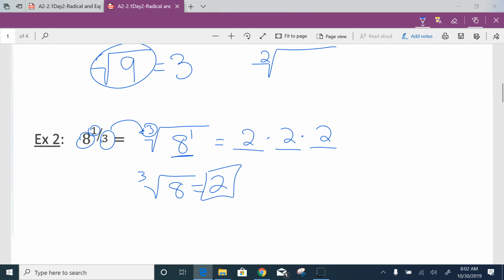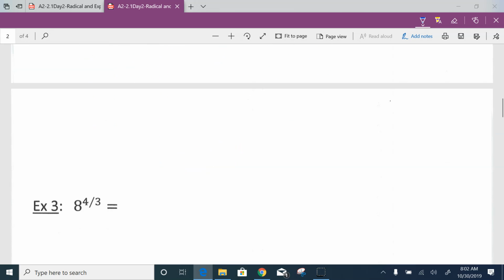Simple enough. What number to the third power? 2 to the third power gives you what's in the house, 8. That's how you can check your answer when you have numbers. Number 3, let's practice this again.